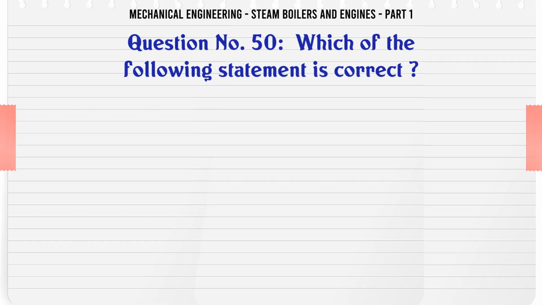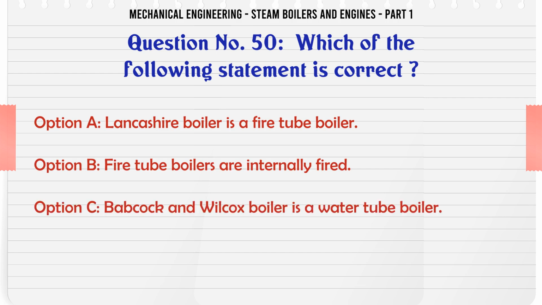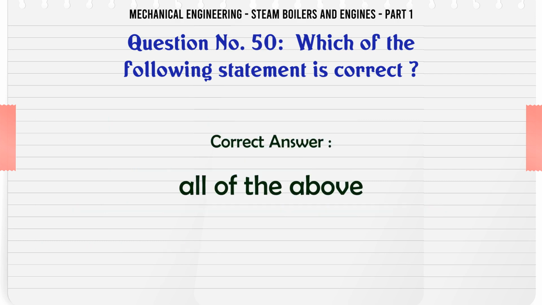Which of the following statements is correct? A. Lancashire boiler is a fire tube boiler, B. Fire tube boilers are internally fired, C. Babcock and Wilcox boiler is a water tube boiler, D. All of the above. The correct answer is all of the above.